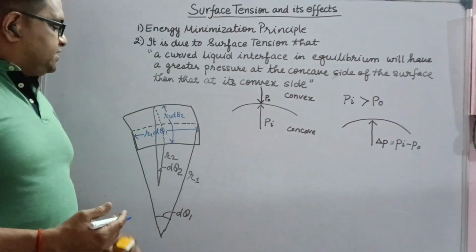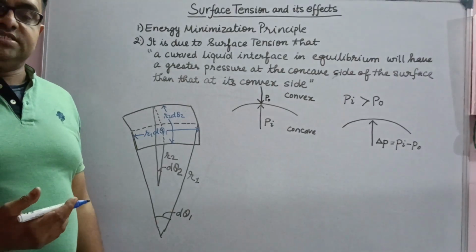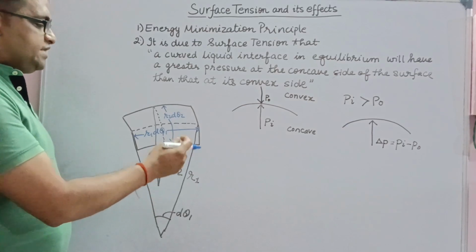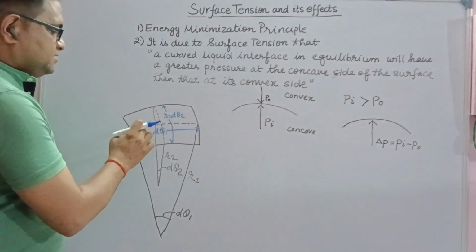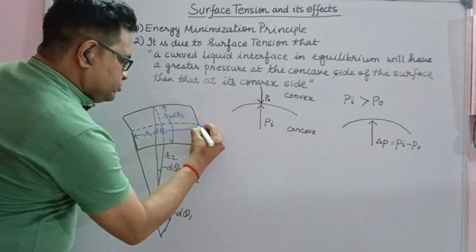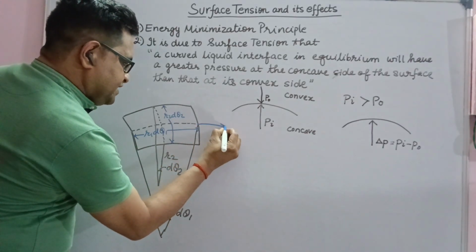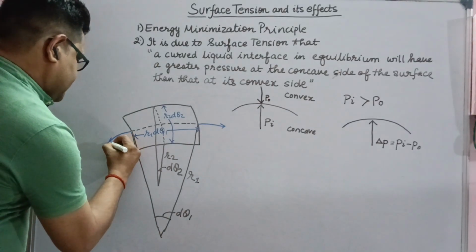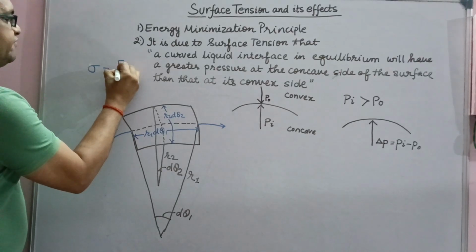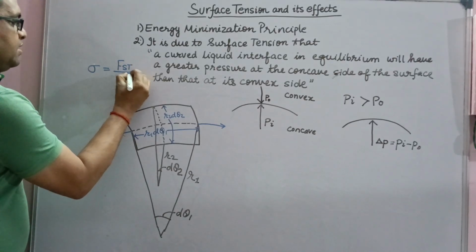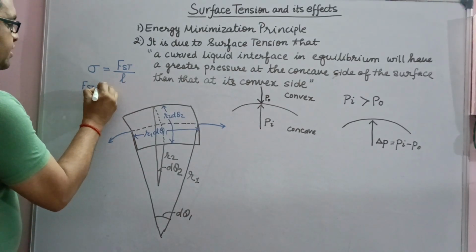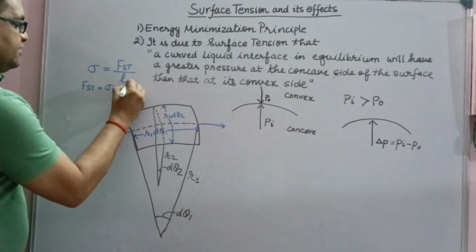Now we suppose the coefficient of surface tension for the considered liquid is sigma. So the force due to surface tension will be acting on both the sides along the length. Let us say what will be the force that will be acting in this direction. We know that sigma is equal to the surface tension force upon the length of the interface. So the force due to surface tension will be calculated as sigma into the length of the interface.